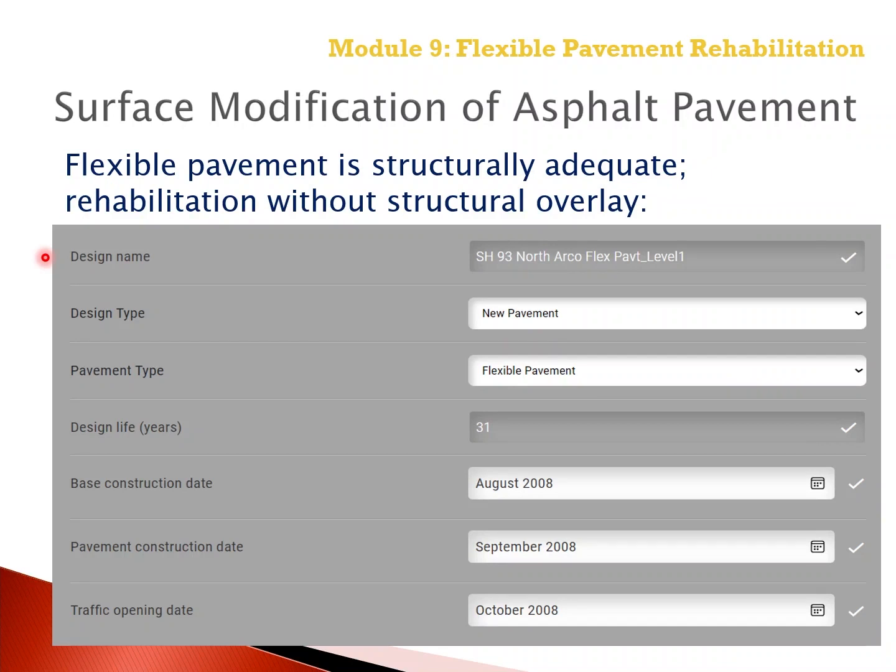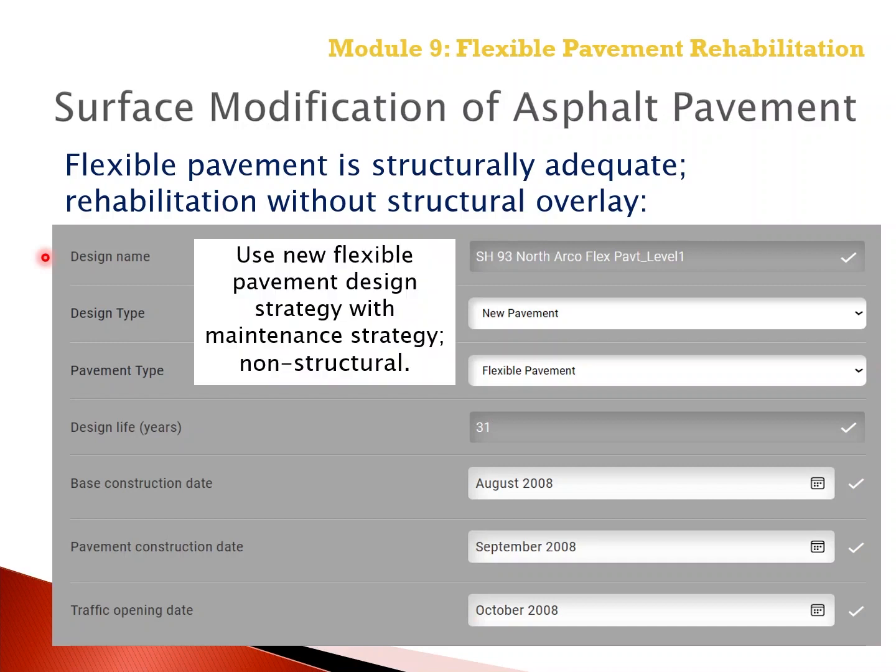So flexible pavement is assumed to be structurally adequate, and surface modifications and rehabilitation without structural overlays should be sufficient. So for this rehabilitation strategy, we use the new flexible pavement design strategy that includes a maintenance activity or the strategy folder within the Pavement ME design software. These are non-structural activities.